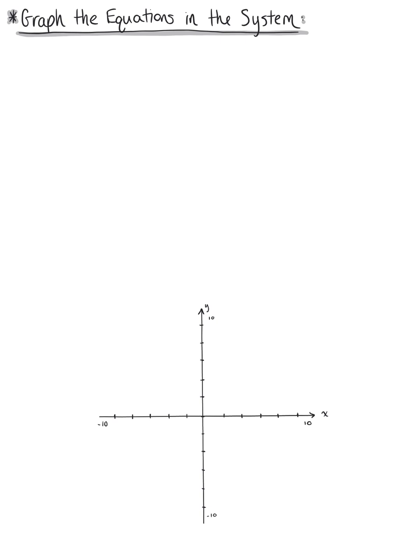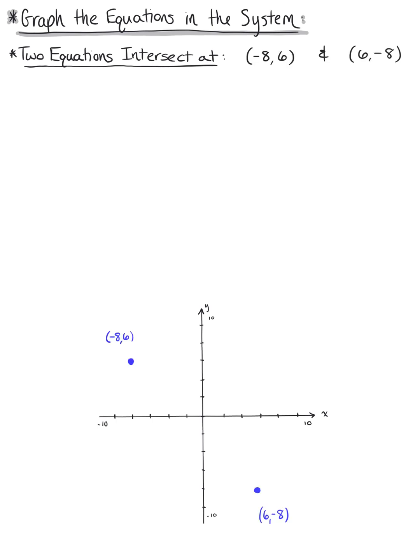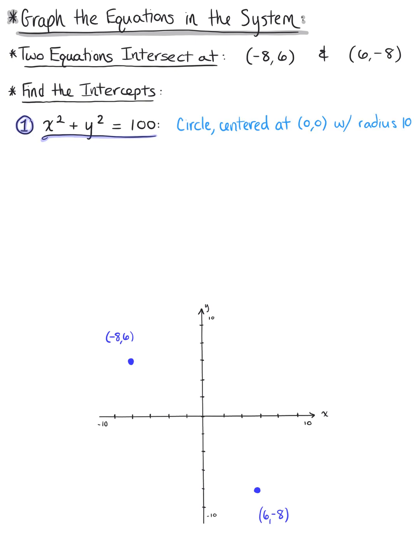We are now ready to graph the equations in the system. Now, to begin, let's recall that we just found that these two equations intersect at the ordered pairs negative 8, 6, and 6, negative 8. And to guarantee that we are graphing the most accurate sketches possible, let's go ahead now and find the x and y intercepts for both equations in this system. So starting with equation 1, the equation of the circle centered at the origin with a radius of 10, we can use the center point and radial length to find these x and y intercepts.